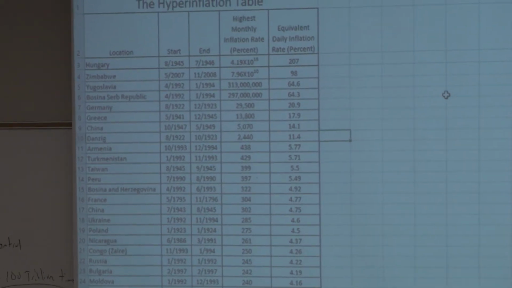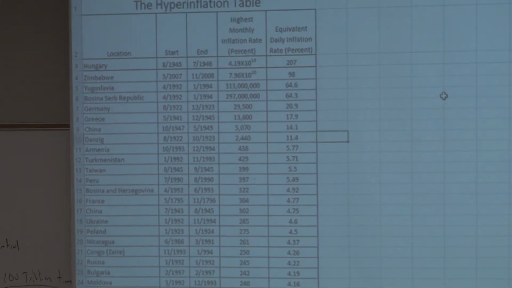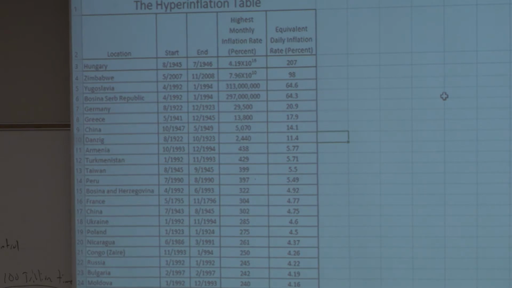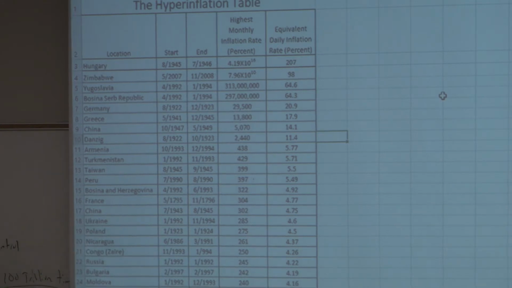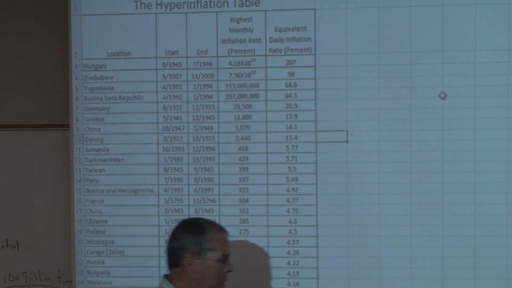So you've got countries up here like Hungary in 1945 and 1946, with the highest monthly inflation rate, 4.19 times 10 to the 16. Right? So the daily equivalent of inflation during that time period was 207%. Zimbabwe, 98%. Zimbabwe was the one with the $100 trillion bill. I'll show you a picture of what that looks like.